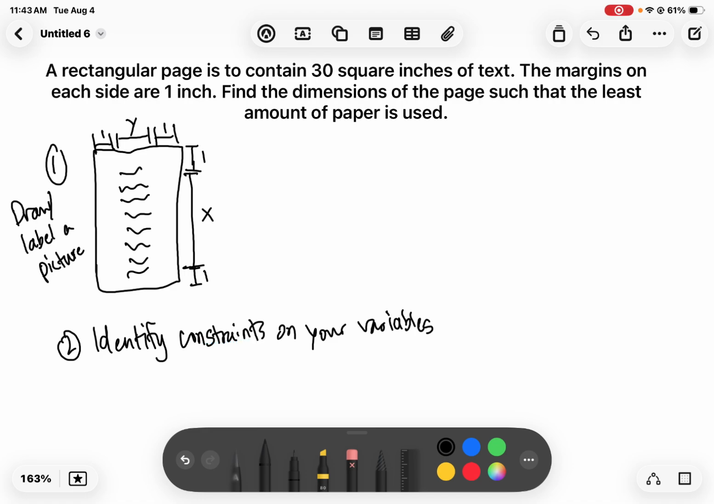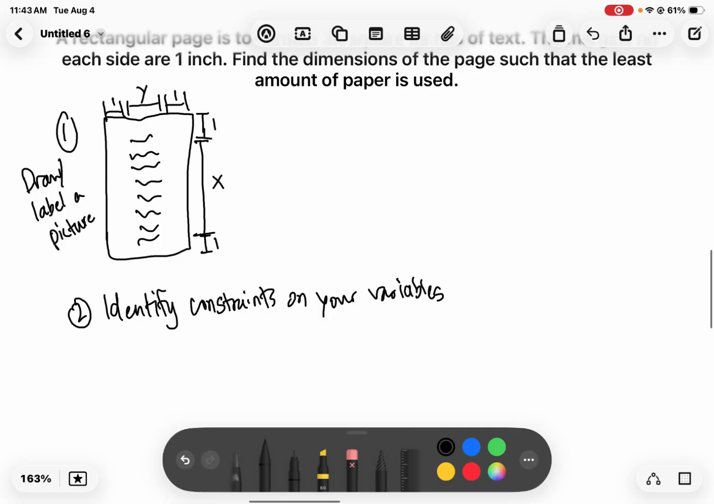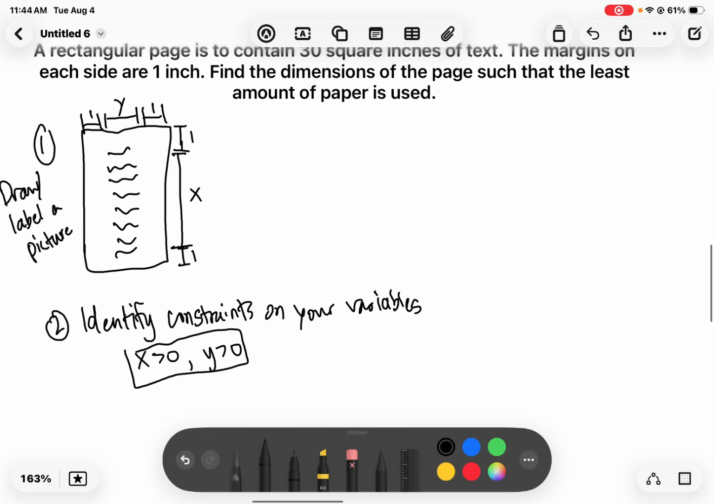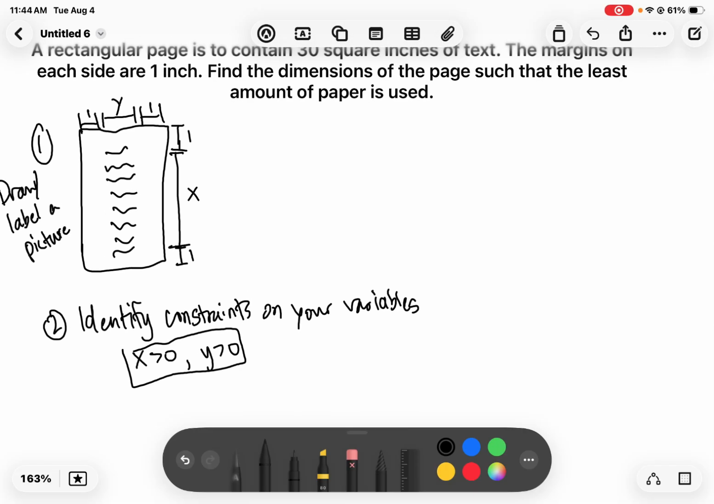What do I mean by that? Well, in this case, our variables are x and y. Because x and y are dimensions, they're lengths, they must be positive. So that's why we know that x must be greater than 0 and y must be greater than 0. Now we have established constraints on x and y, so any solutions that we get later on must satisfy that x is greater than 0 and y is greater than 0.